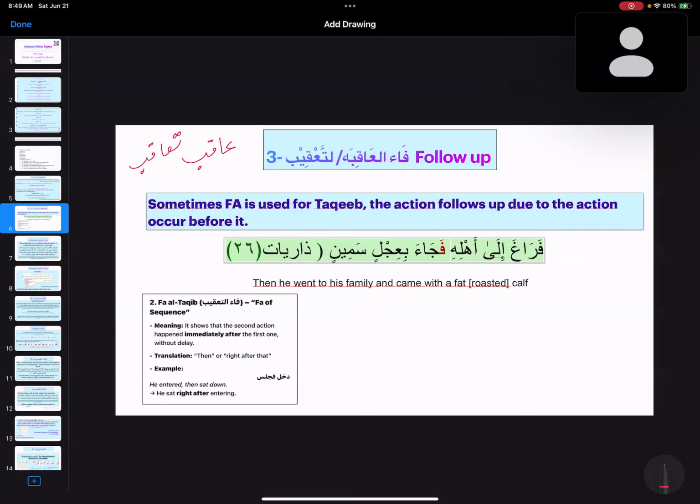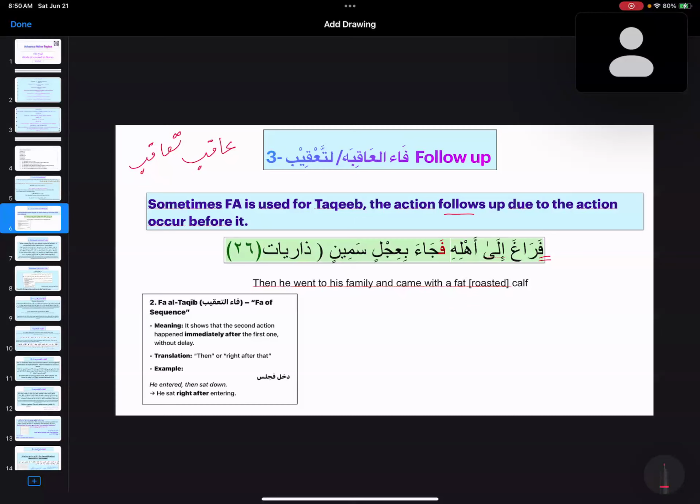So same idea, same root letters. So one action is following the other action, the second action, and they are happening back to back immediately. So "faraga ila ahlihi faja'a bi 'ijlin samin." So this is Hazrat Ibrahim alayhi salam. So he went to, even this fa is also 'ataf.